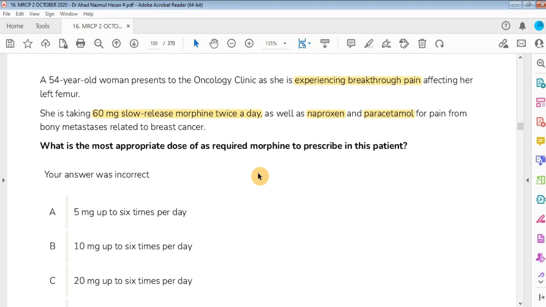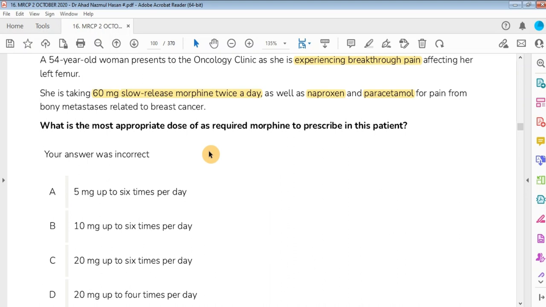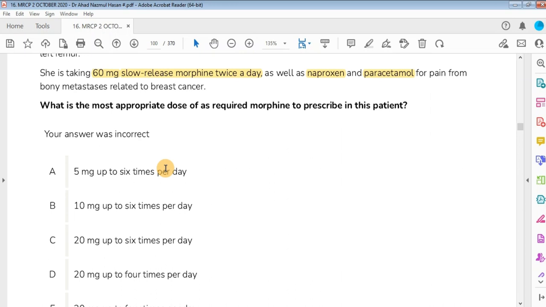So calculate the breakthrough dosing here. Breakthrough dosing is 1/6 of the total daily dose, okay? So total daily dose is 60 into 2, 120. So 120 divided by 6 is 20. And since we are dividing by 6, we can give it 6 times per day. So 20 milligram up to 6 times per day.